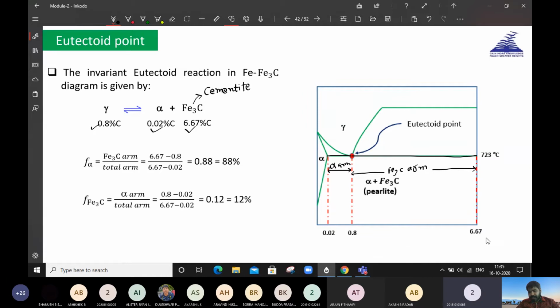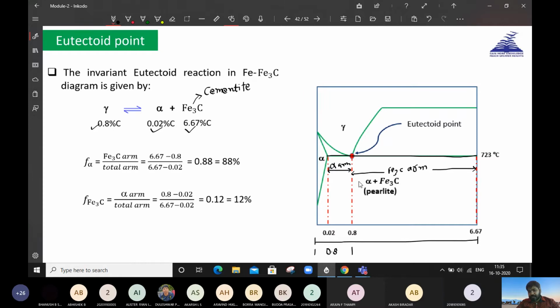So from here to here, this is 6.67. And from here to here, it is 0.8. You can see from here to here, this is 0.8. Now, what will be this distance? 5.87. It means 6.67 minus 0.8, correct? Yes, sir. Okay, correct.